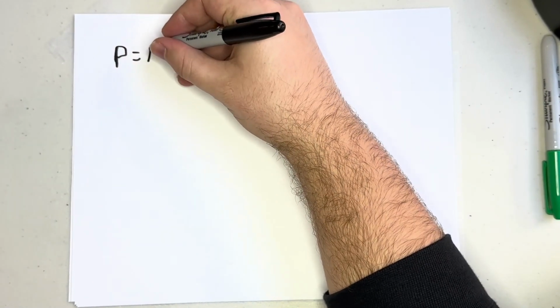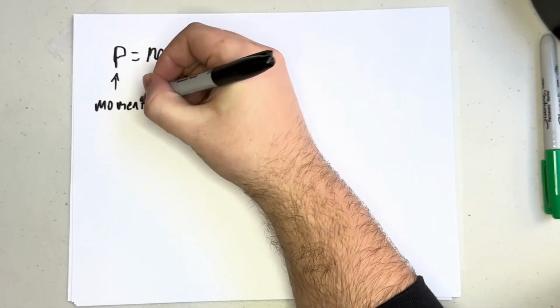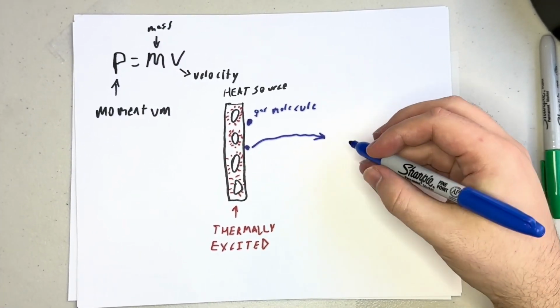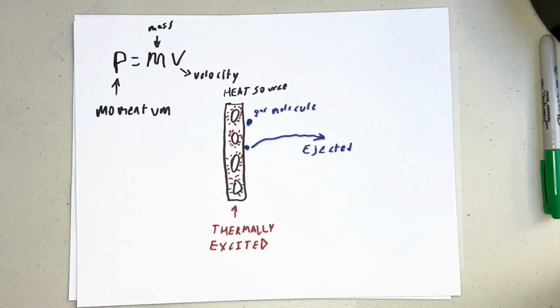Recently, an alternative explanation was made, not based on thermal expansion. Instead, it states that the atoms of the thermally excited heat source exchange momentum with the nearby gas molecules, causing them to be rapidly ejected away.